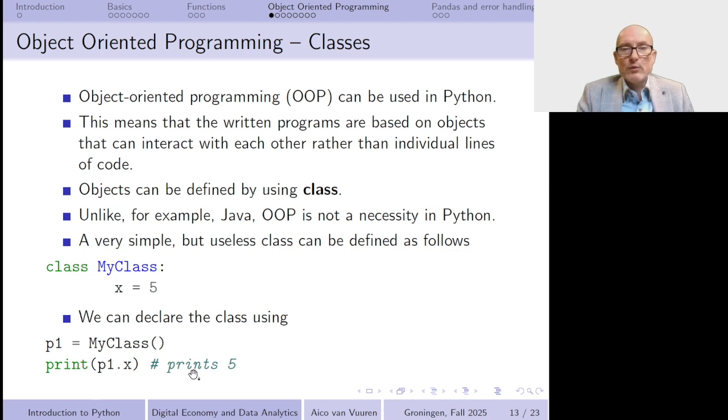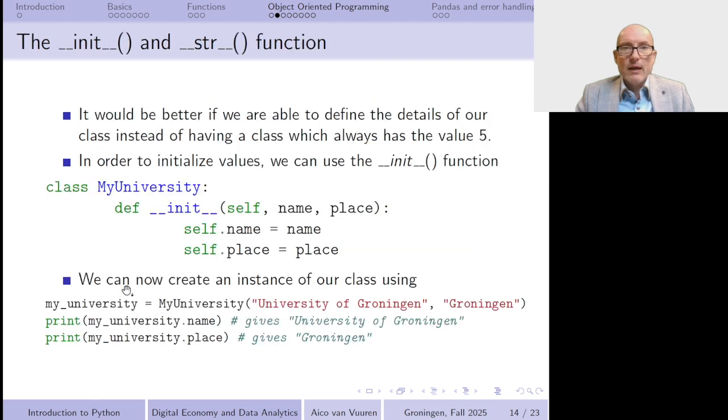Of course, that would have been much easier to do, and probably also a much clearer way to do this. So in this case, it's not really a good thing to use a class for something as simple as having a variable that is always equal to 5. However, we should realize that we can do better things than this.